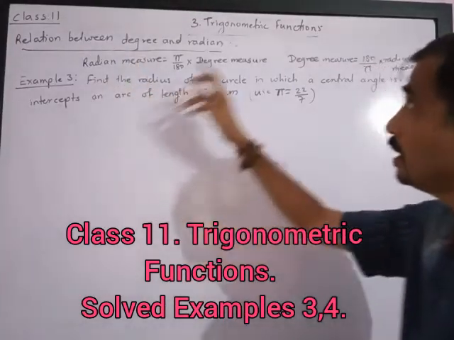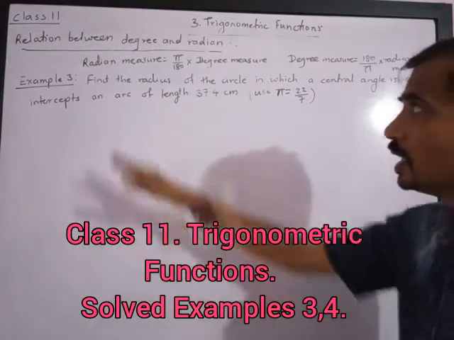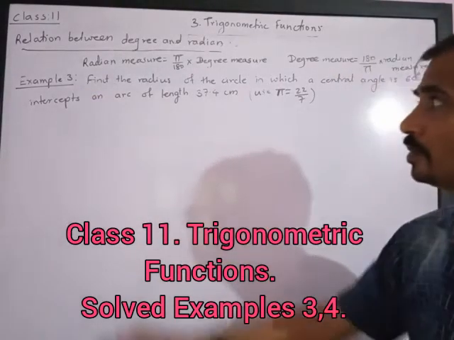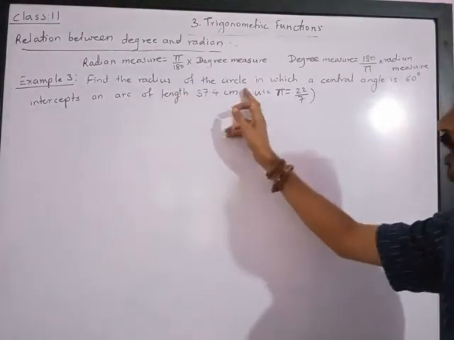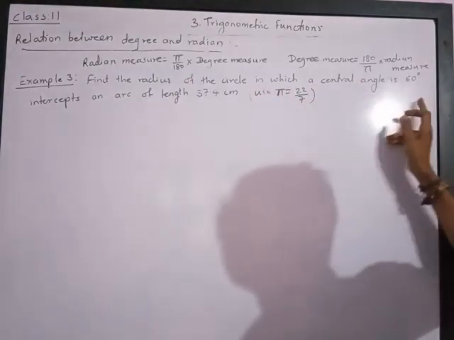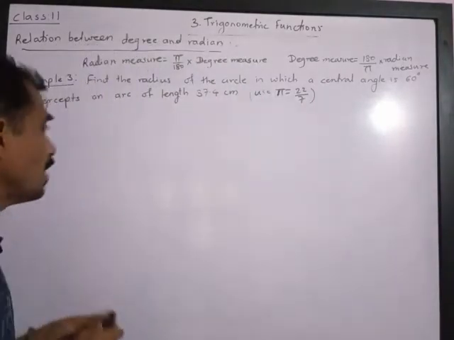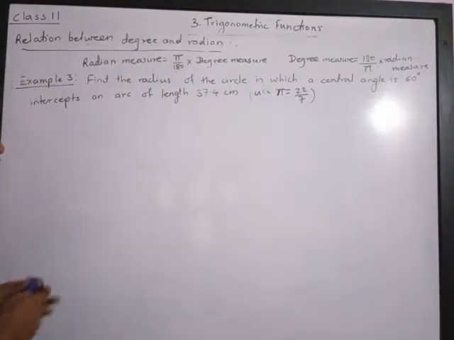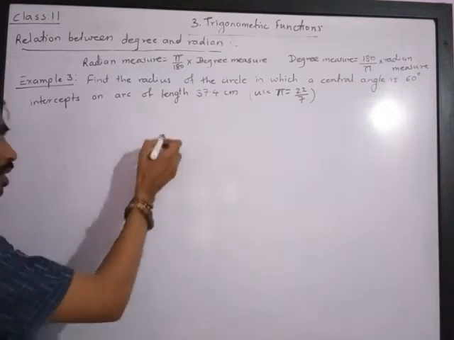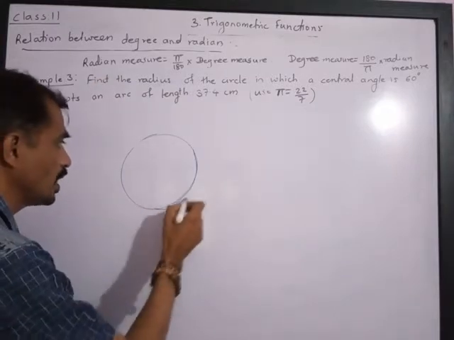In class 11, we are studying the third chapter, trigonometric functions, and example number 3 is: find the radius of the circle in which the central angle of 60 degrees intercepts an arc of length 37.4 centimeters. Try to understand this question. If this is a circle, we are asked to find the radius of the circle.